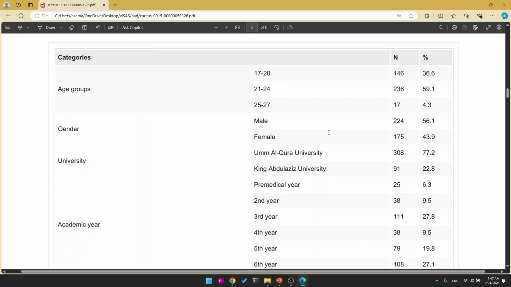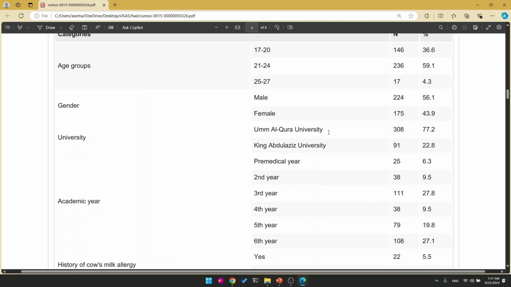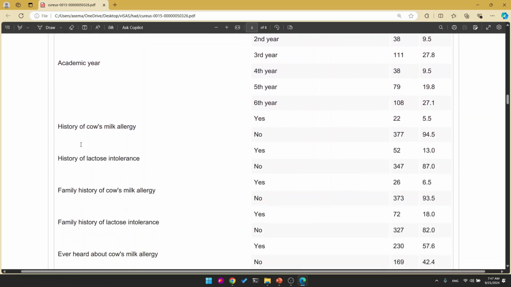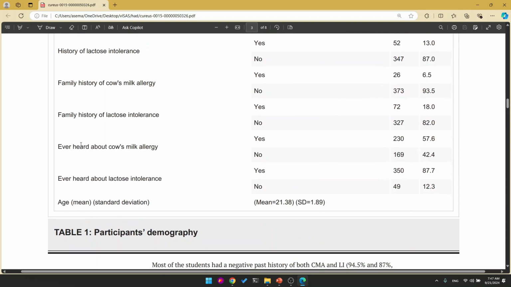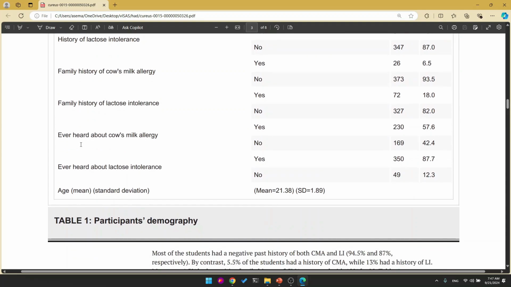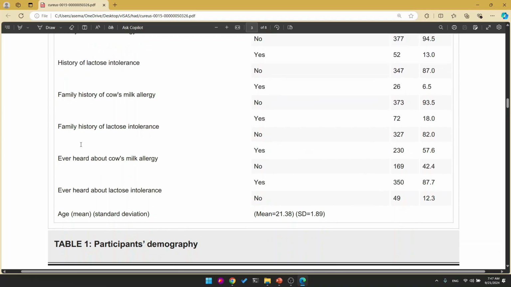So this is a table of the things they asked about and the percentages. And this is really important because you know that you will need to ask about in your survey, like age, how old are you, your gender, your university, if we are talking about a multi-university study, the academic year, have you ever had cow's milk allergy, lactose intolerance, is there a family history of it, have you ever heard about it, right? And these are really important things to ask about.